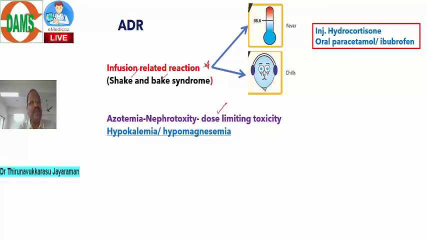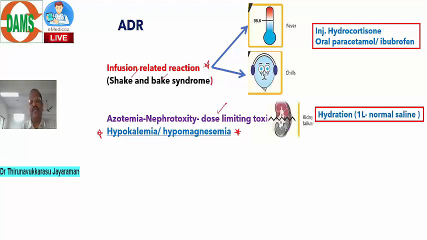Here, there is also something called electrolyte imbalance. What are the electrolyte imbalances in amphotericin B toxicity? They may have hypokalemia, also hypomagnesemia. This nephrotoxicity is the dose-limiting toxicity. It can be minimized by maintaining adequate hydration. That is, prior to conventional amphotericin B injection, you should give 1 liter of normal saline.